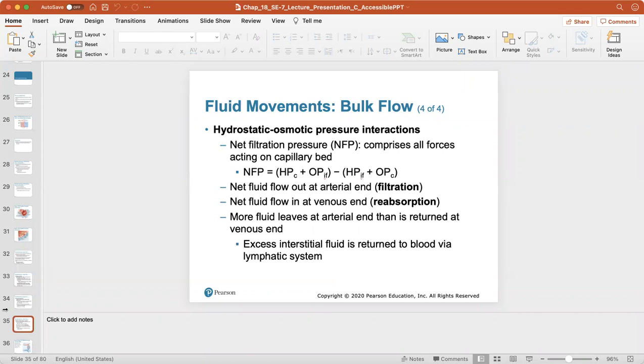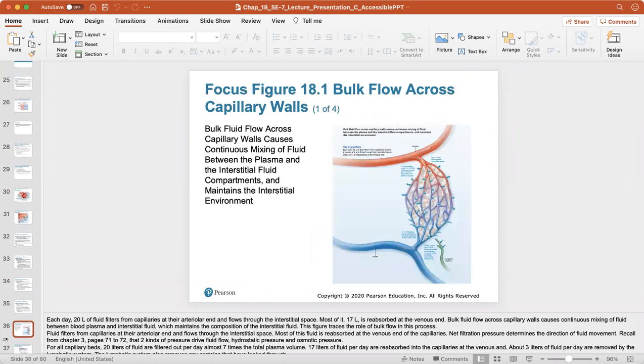This is a look at the hydrostatic and osmotic pressure interactions. I won't ask you guys to know about this, but it is interesting to study how things flow out of the capillary beds and back into the capillaries.